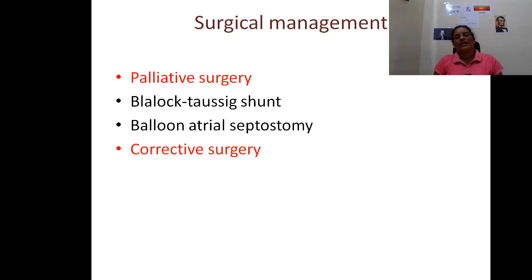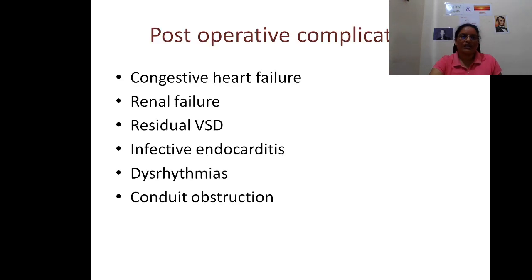Okay, next is corrective surgery. In corrective surgery, all the conditions which are present in tricuspid atresia are improved with the help of surgery. And in corrective surgery, the circulation comes back to the normal blood flow or normal circulation of the heart. Then post-operative complications: congestive heart failure might occur in this condition, renal failure, residual VSD, meaning a small VSD is also present after the treatment, infective endocarditis, dysrhythmias, and conduit obstruction.